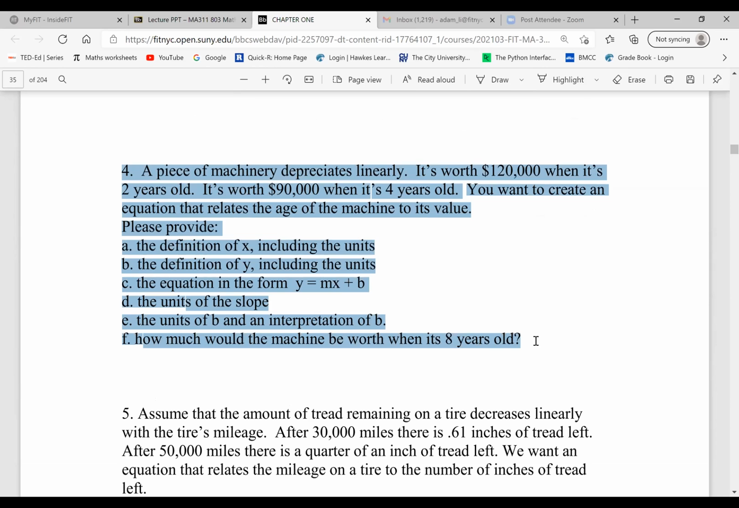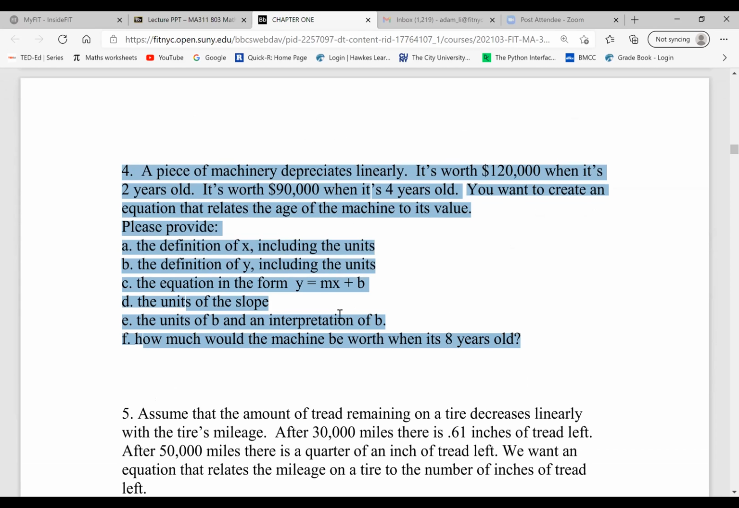We have a machine that depreciates linearly, and it's worth $120,000 when it's 2 years old. It's worth $90,000 when it's 4 years old. We want to find out what happened here, all these different things they're asking. The independent variable must be time t. So x should be the age of the machine in years. That's the first thing we define. Second thing, the y variable or dependent variable. What is it?